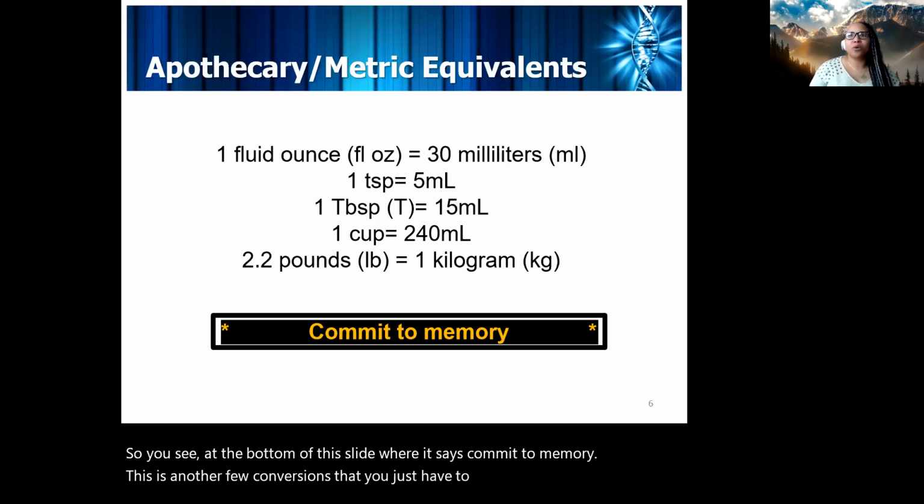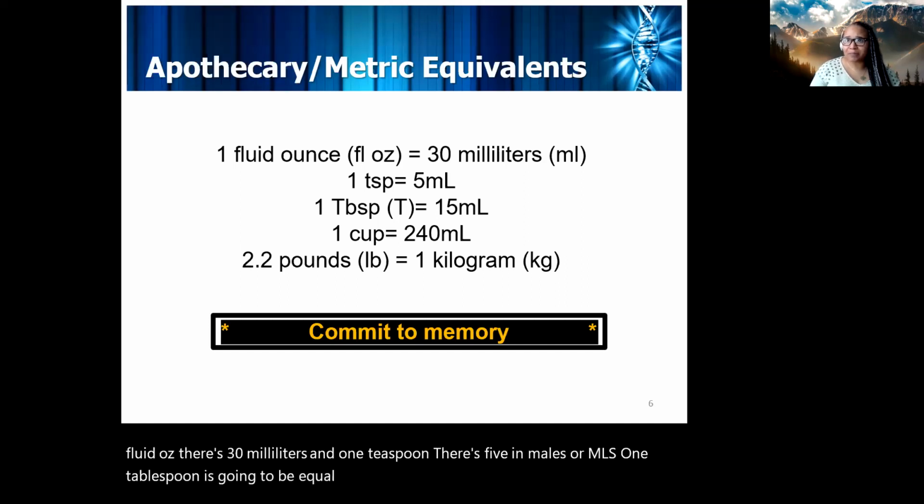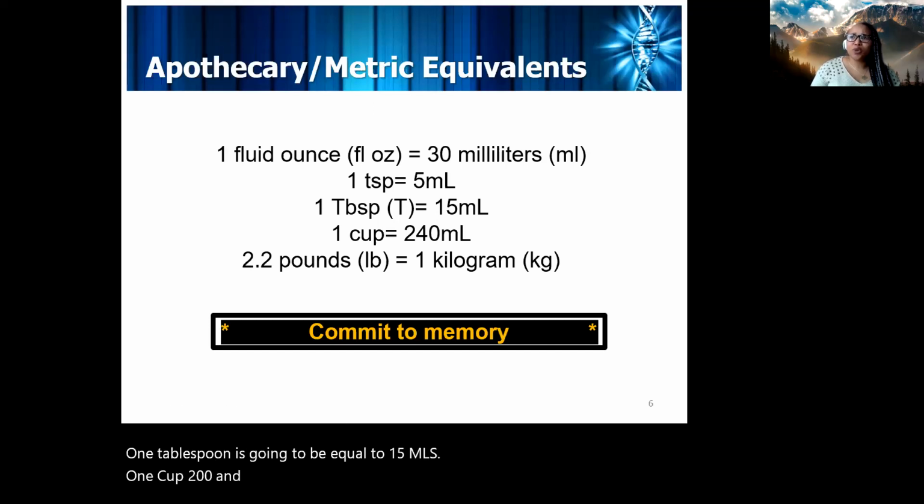You have to know that in 1 fluid ounce, there's 30 milliliters. In 1 teaspoon, there's 5 mLs or milliliters. 1 tablespoon is going to be equal to 15 milliliters. 1 cup, 240 milliliters. 2.2 pounds is going to be equal to 1 kilogram.